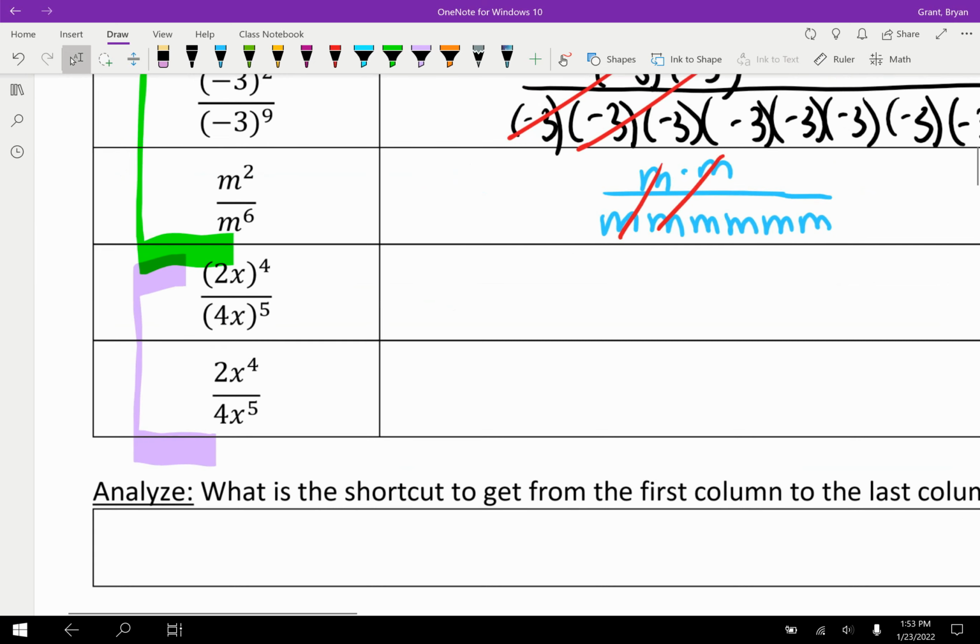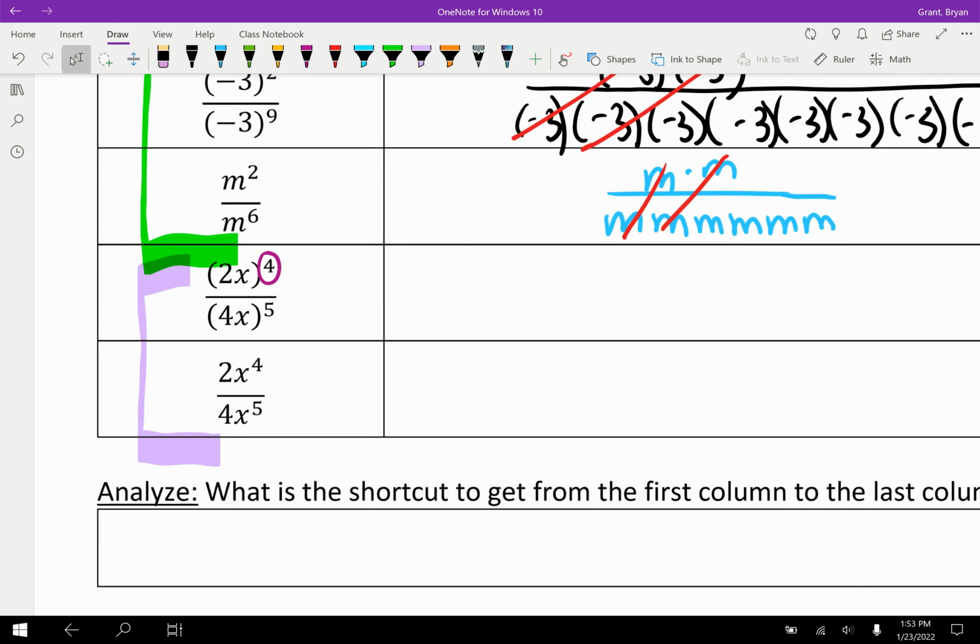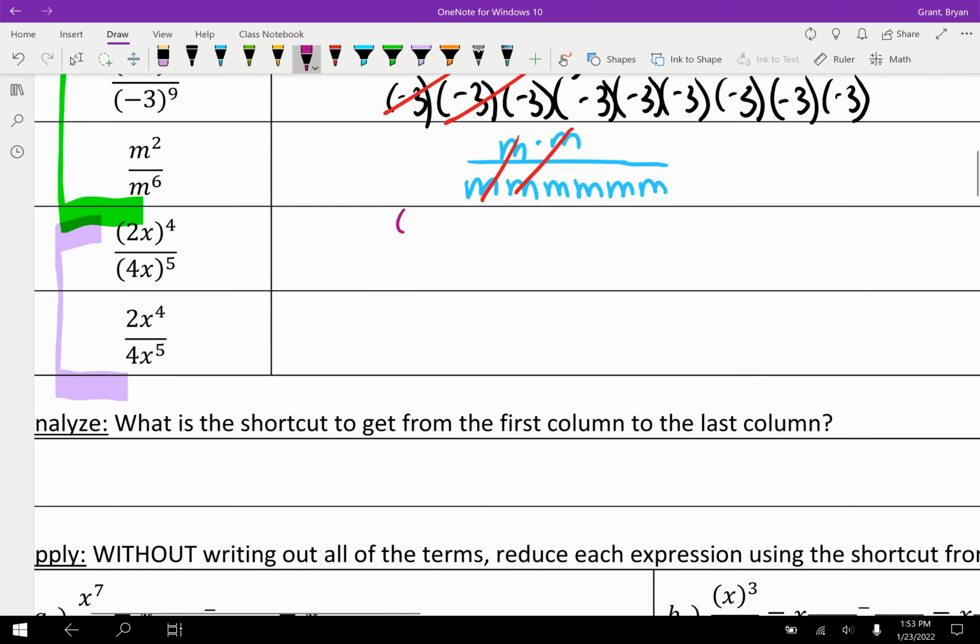2x to the 4th. Notice this 4th power is outside the parentheses. What that means then is we're going to do 2x times itself 4 times. I should have left myself more space, I should have moved this to the left, but that's okay. 4x to the 5th means, of course, 5 of these 4x's.